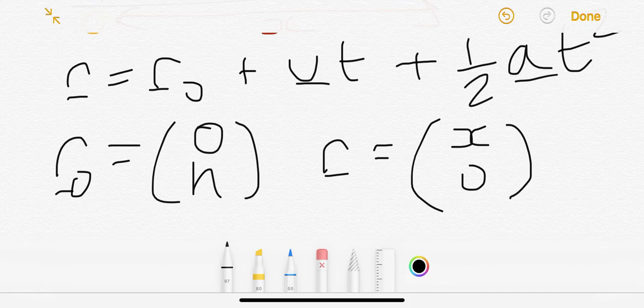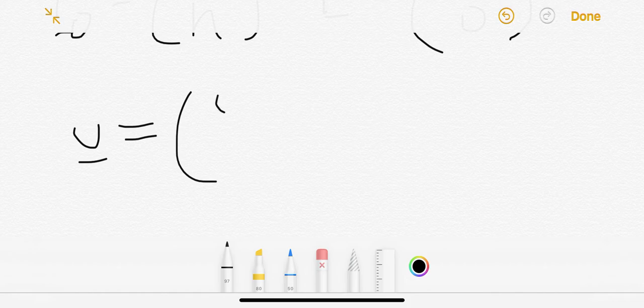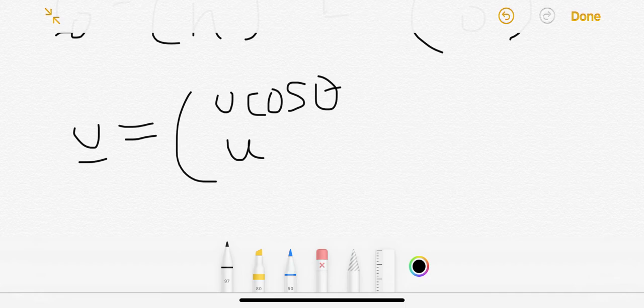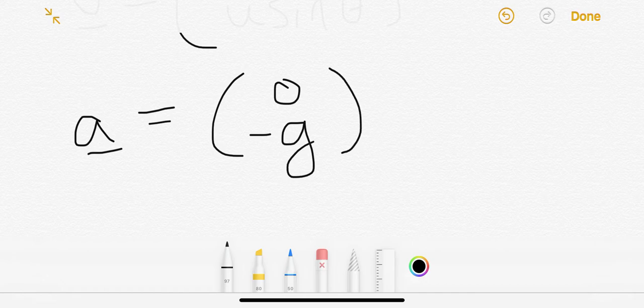What else do we know? Well, we know that the initial velocity, u, as a vector, is the scalar u times cos theta, and then the scalar u times sine theta. V we don't actually care about, because we're not going to use that in that equation we wrote down. A we are actually given in the question, but we know a is going to be 0 and minus g, because the only force acting is gravity. So we start putting that into our SUVAT equation.